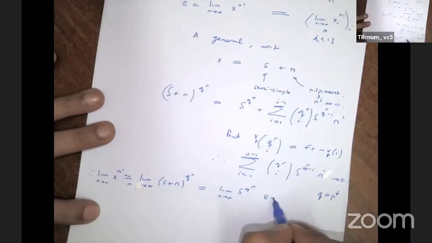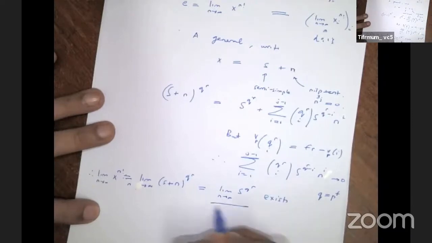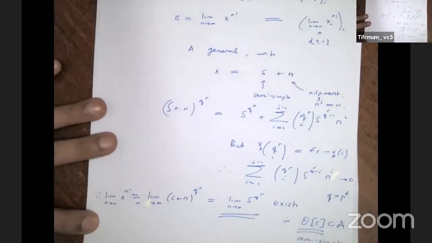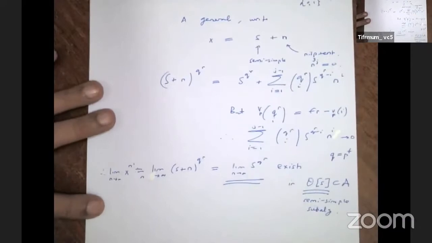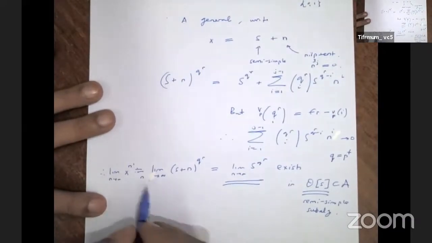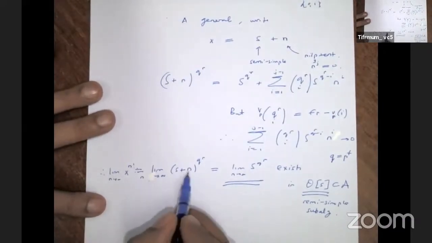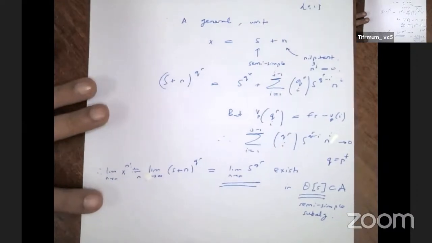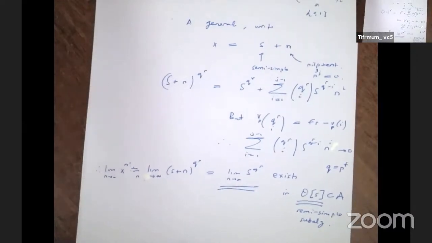Because we just did the semi-simple case up there. Like a semi-simple exists in O S, which is inside A. This is a semi-simple subalgebra. Okay, so sorry for the slight abuse of notation, but I think it should not cause any problems. N is both a nilpotent element and a limit. Okay, so that's how you do the general case.